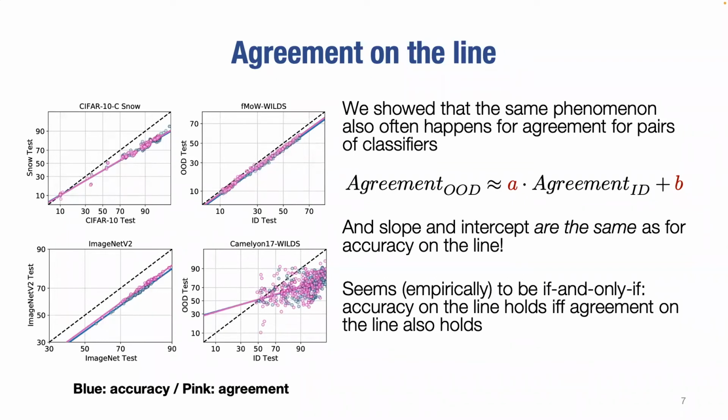And then maybe most importantly, these lines seem to be pretty similar, kind of the same. The slope and the bias, those linear terms of this correlation, seem to be kind of the same thing. This is a purely empirical phenomenon. We don't know why this occurs, but this seems to be an empirical if and only if relationship. If the blue dots are on a line, which is this accuracy on the line phenomenon, then the pink dots are also on the line. And when the blue dots aren't on the line, neither are the pink dots. They're all spread about. And so it seems to go both ways.